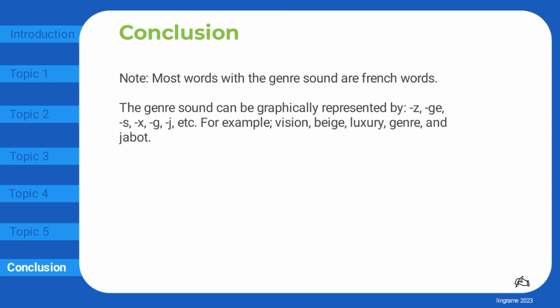The genre sound can be graphically represented by Z, Sh, S, X, G, J, etc. For example, vision, beige, luxury, genre, and J-bot.